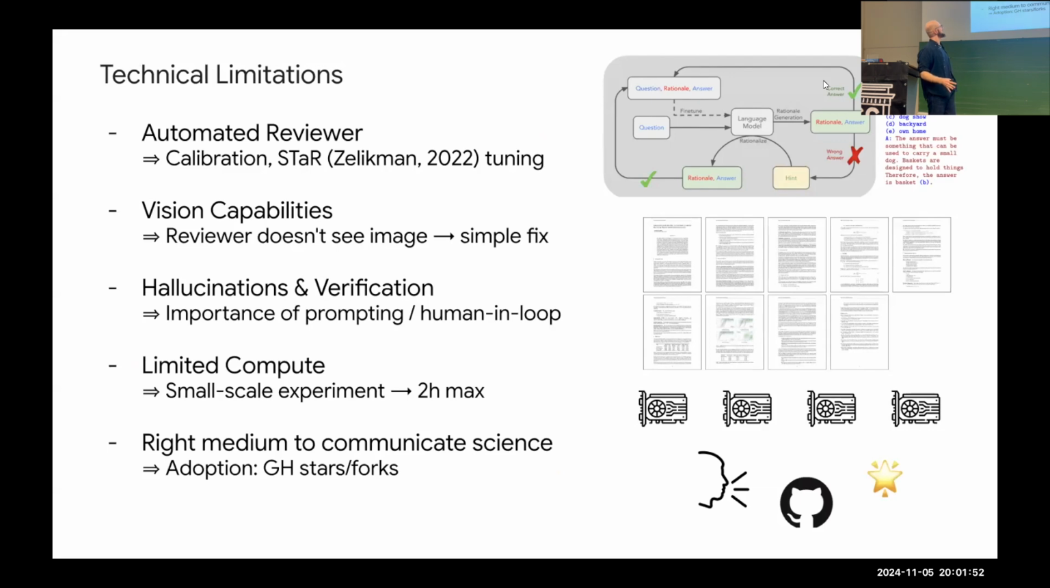More technical limitations. As I was telling you, the automated reviewer could be improved. Right now, it's only using the text. It's not using the figures, and we're banking on people describing the figures in text when conducting a review. There are things like hallucinations and verifying results, right? So to make sure that nothing is hallucinated.